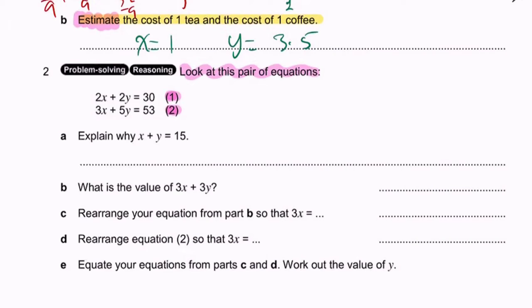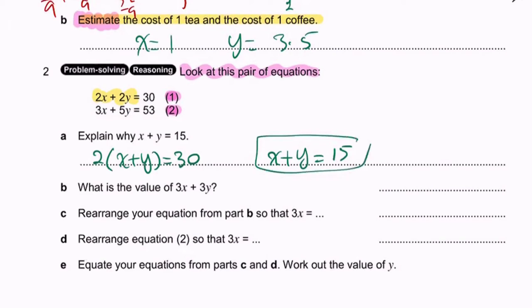Okay, explain why. What can I say? I can factorize this by taking the common factor. The common factor of 2x plus 2y is 2. Then x plus y equals 30. Then divide both sides by 2. So x plus y equals 30 over 2, which means x plus y equals 15. Okay?